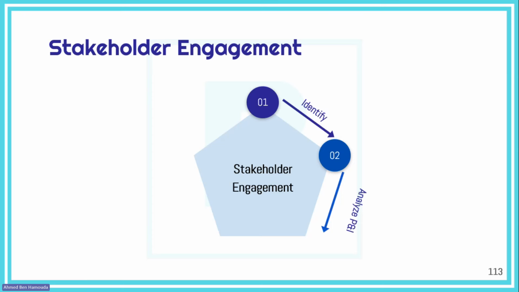Now, the word influence is really, really important. So you will have to analyze their power and interest, or their influence on the project. Prioritize them again based on their power and interest. We'll see how that can be done. And then you will have to create an engagement plan.